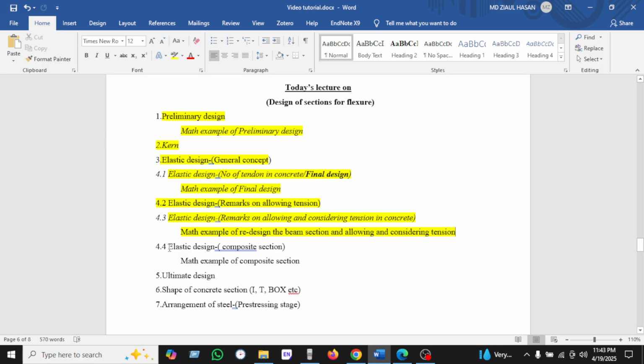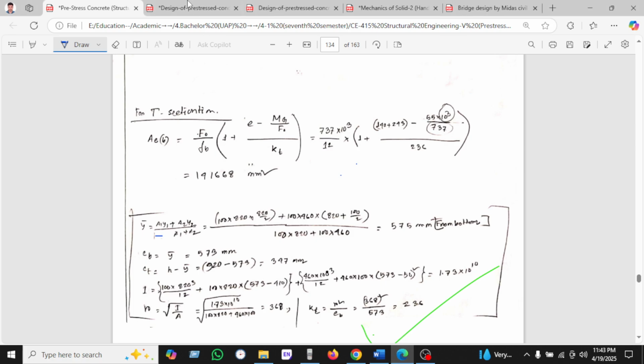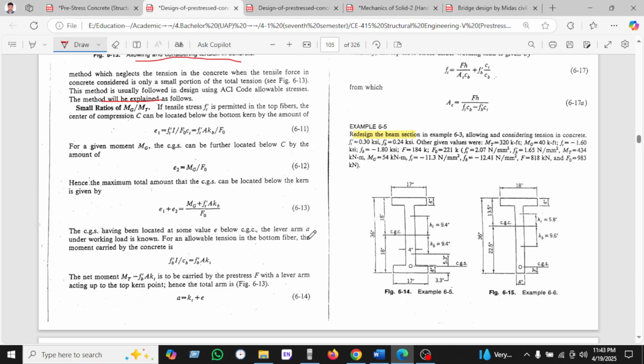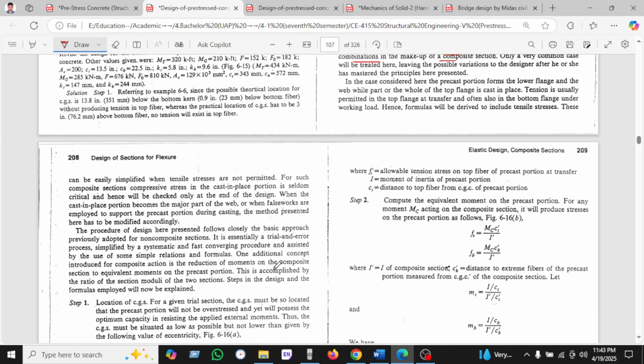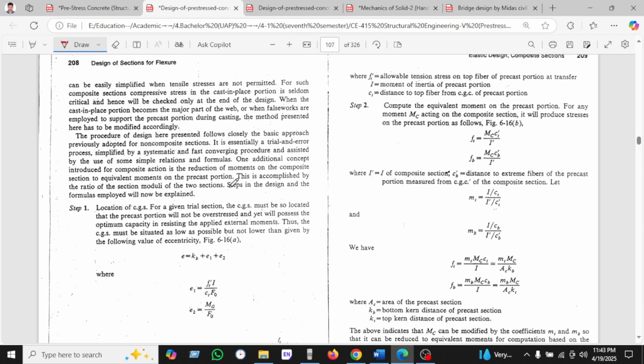So I will see the elastic design, composite section and example. We are going to this book, and this is the elastic design and composite section. As discussed previously, a composite section is a precast portion combined with another cast-in-place portion, which is usually formed as part or all of the top flange of the beam. This composite section design is more complicated than the simple one because there are many possible combinations that make up the composite section. Okay, so these are the steps given here.